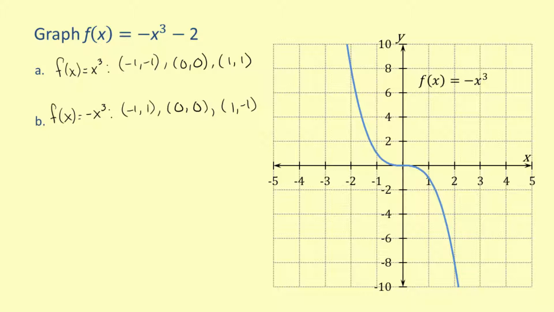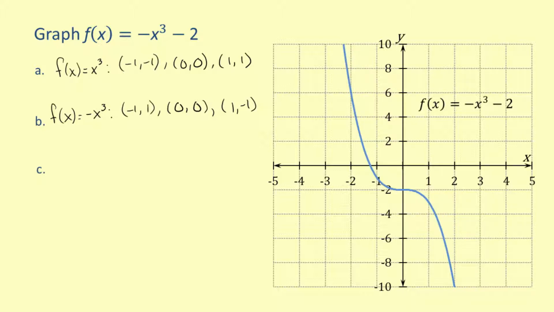Now, we need to consider the vertical shift. For this equation, the graph will be shifted 2 units. Since 2 is negative, we will be shifting the graph down 2 units on the y-axis to give us the final graph of f(x) = -x^3 - 2. We'll use the same x-coordinates again to find points the graph passes through. The graph passes through (-1, -1), (0, -2), and (1, -3).